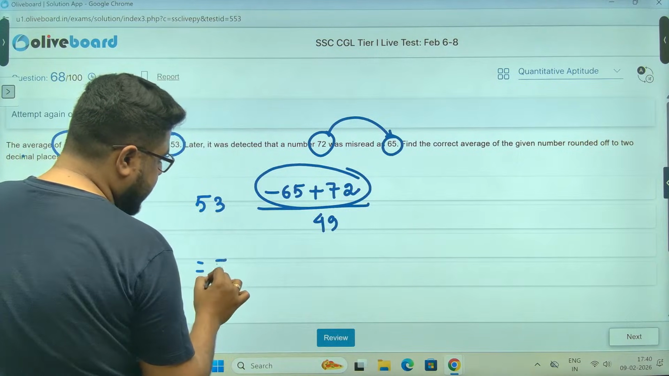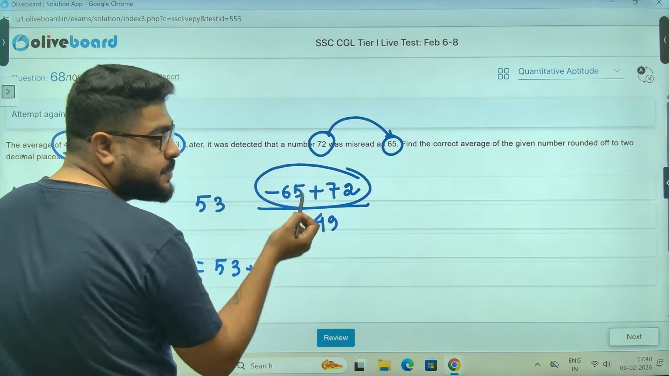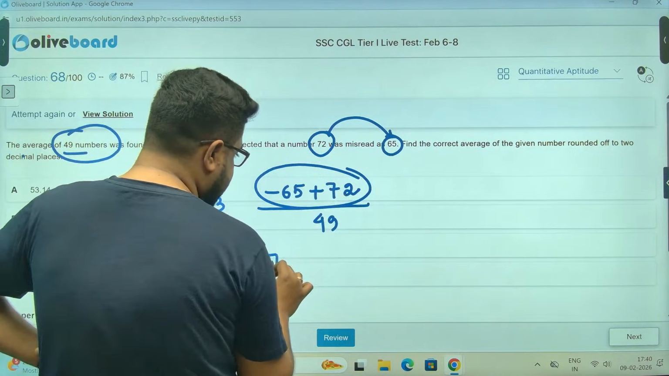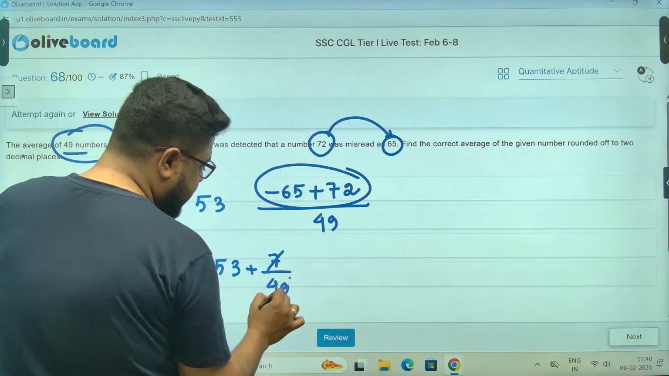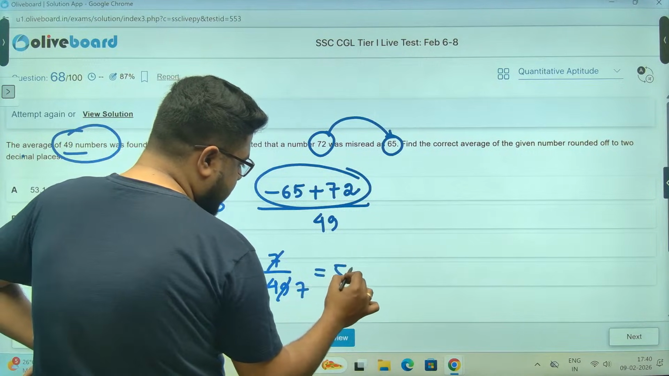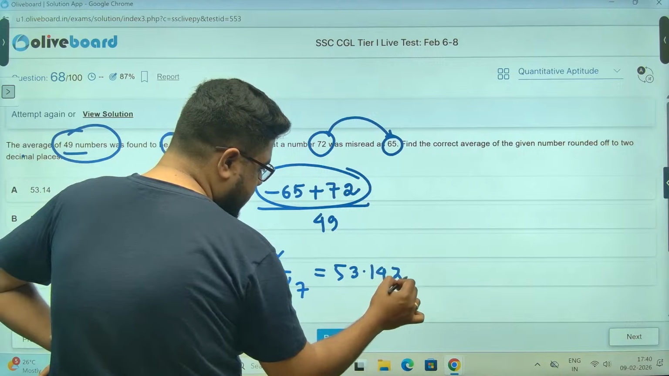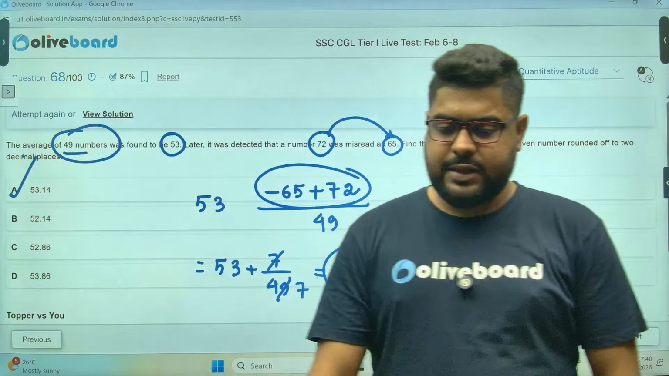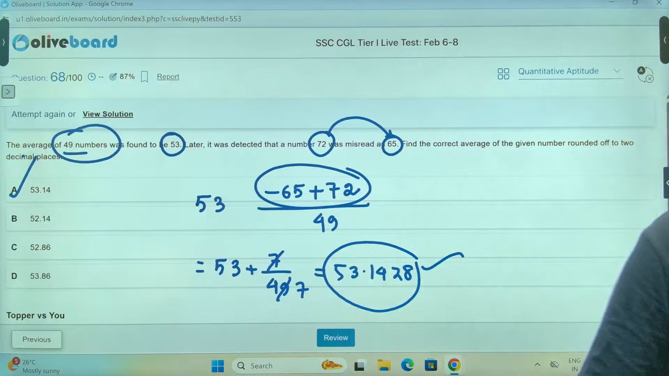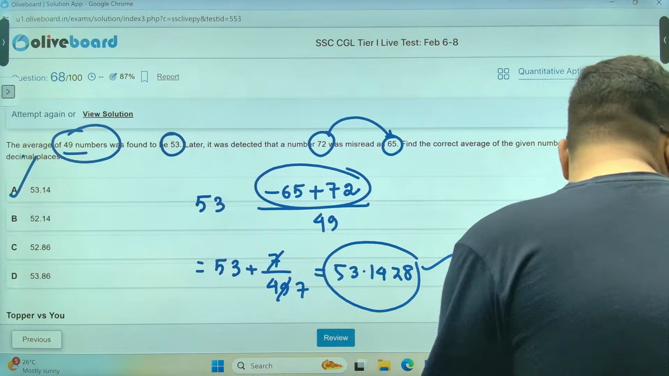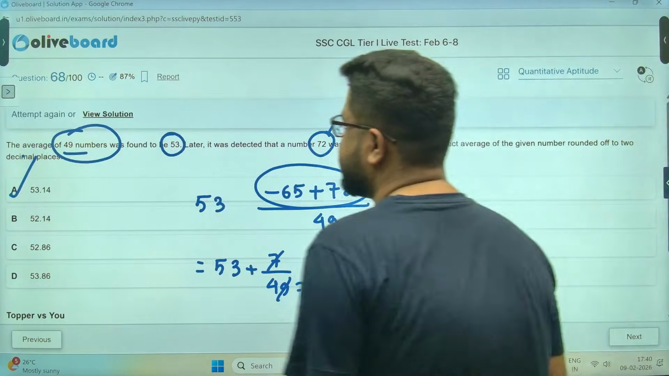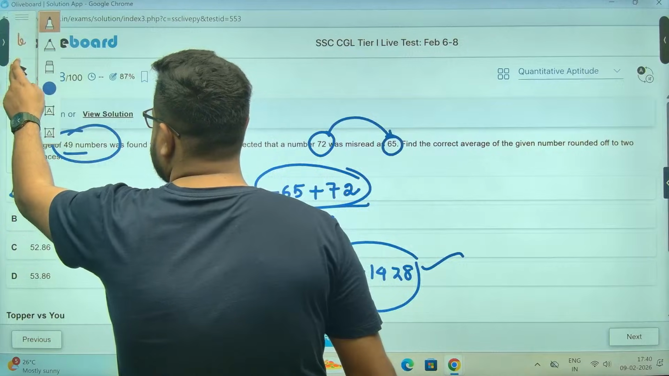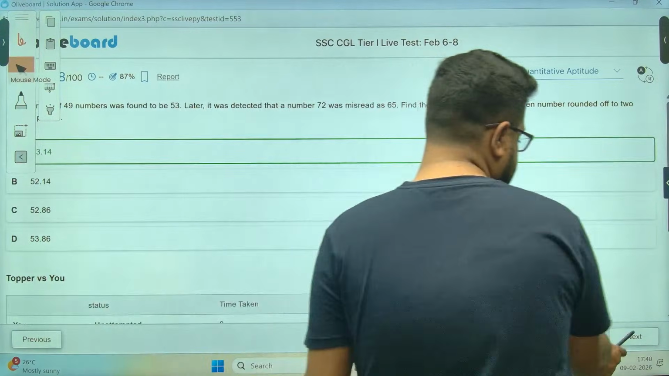Sir, 53 plus this: the deviation is 72 minus 65, which is 7, divided by 49. That is 1 by 7, which is 0.1428. So 53.1428, option number A, 53.14. That has to be your correct answer, sir, without fail.